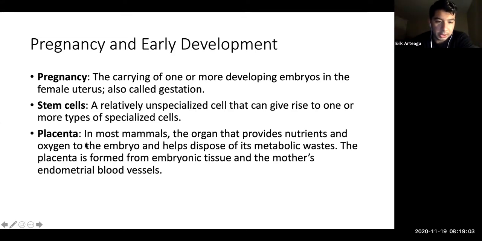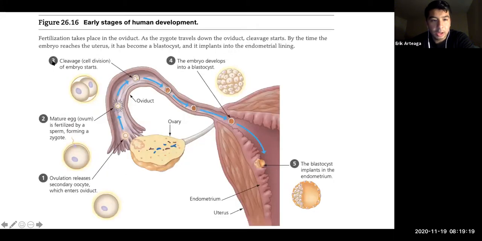Placenta: in most mammals, the organ that provides nutrients and oxygen to the embryo and helps dispose of metabolic waste. The placenta is formed from embryonic tissue and the mother's endometrial blood vessels. We'll see what a placenta looks like in a little bit. So, early stages of development: most of the early development occurs in the oviduct. Fertilization occurs in the oviduct, after the follicle releases the egg. The secondary oocyte travels, gets met with sperm, and becomes a zygote at this point.